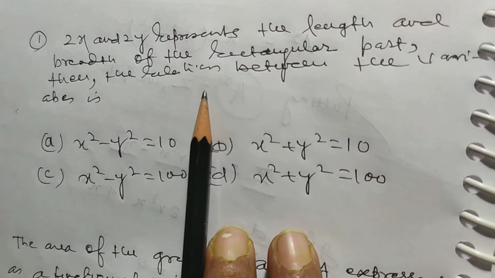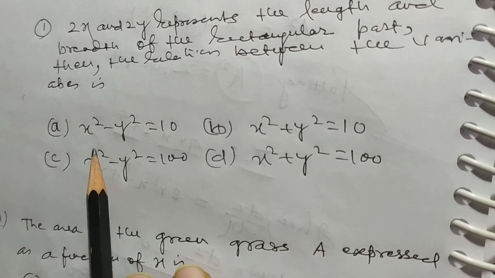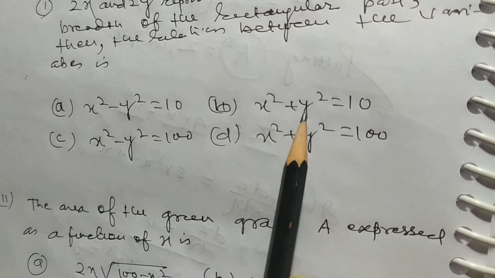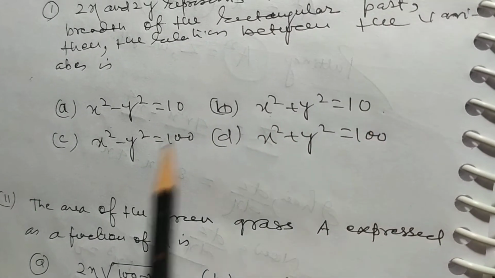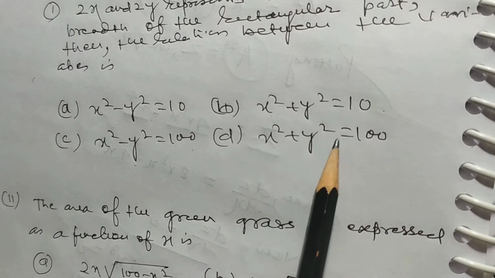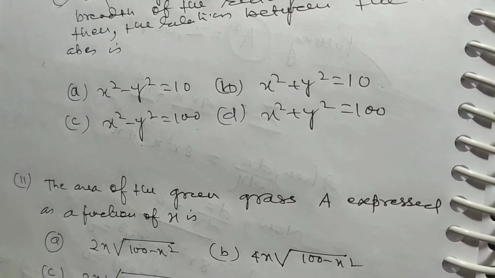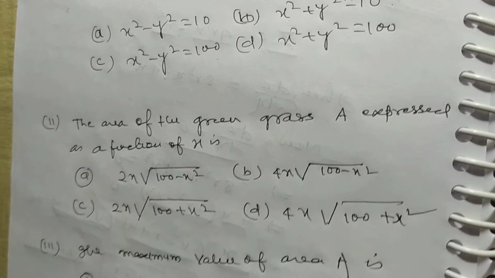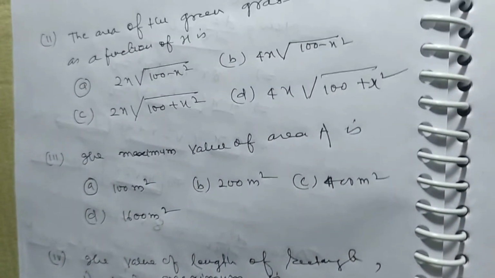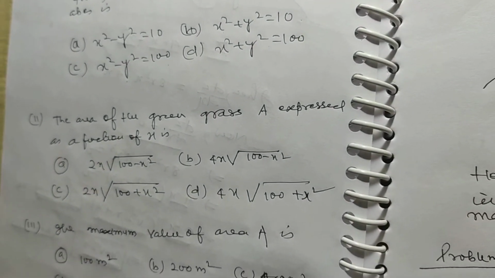2x and 2y represent the length and breadth of the rectangular part. Then the relation between the variables is: x square minus y square is equal to 10, x square plus y square is equal to 10, x minus y square is equal to 100, and x square plus y is equal to 100. So how many problems are there? There are 5 problems on this concept. I will discuss each and every sub problem which is based on this concept.